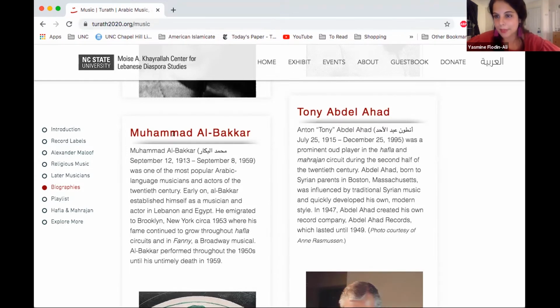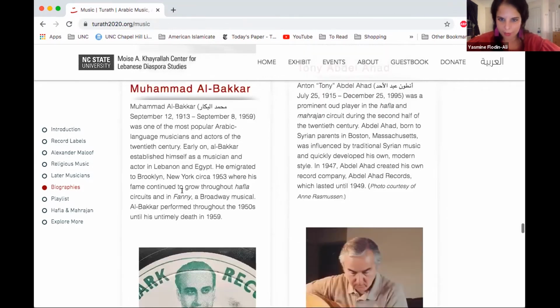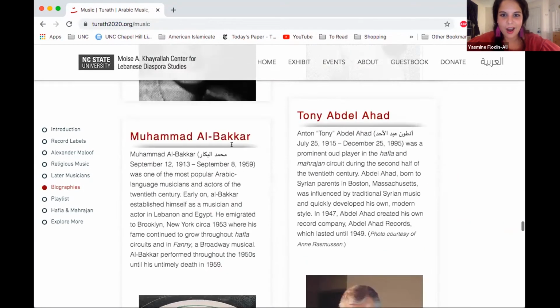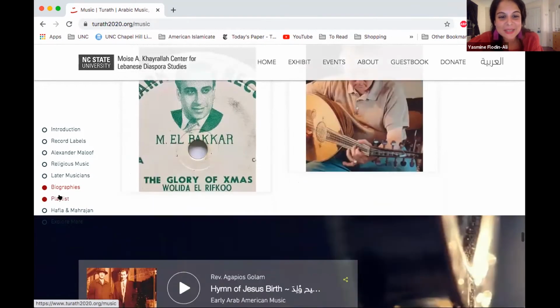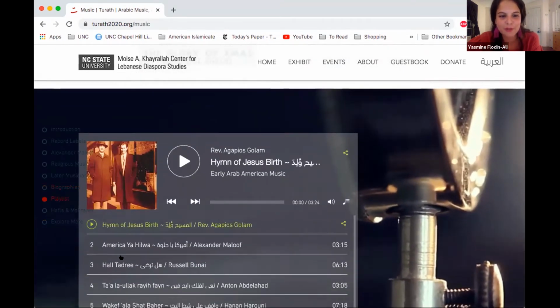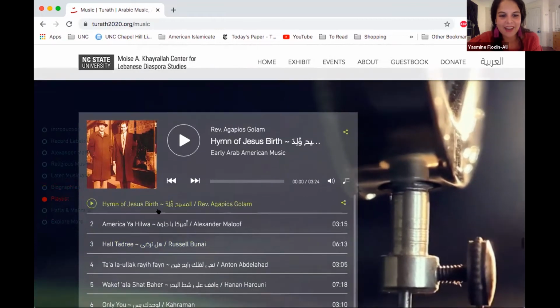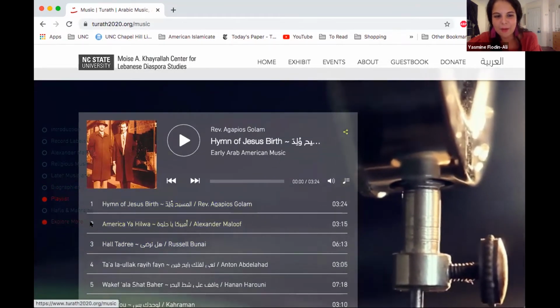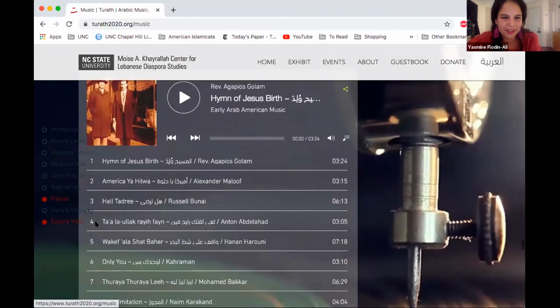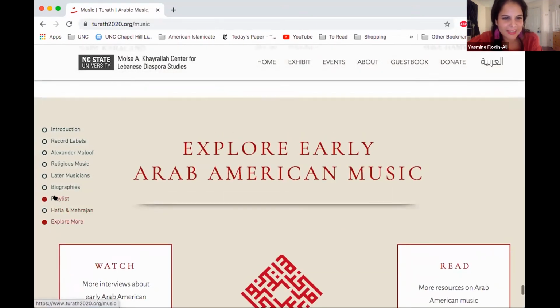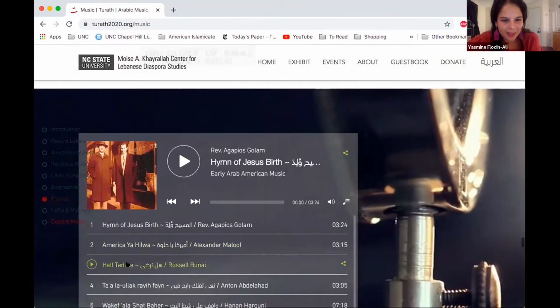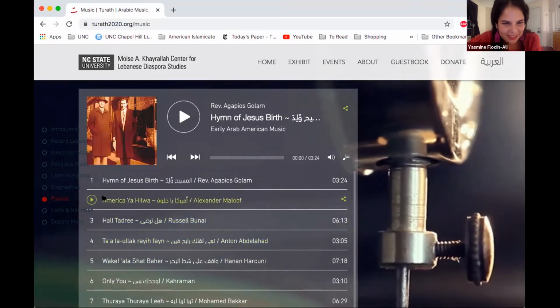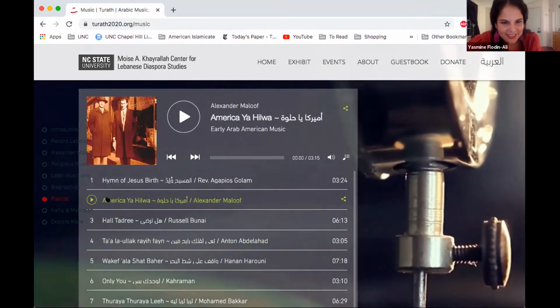Based on the names, we might be able to guess a little bit. So Muhammad al-Bakr, probably Muslim, that kind of thing. I was going to say Tony doesn't sound like it was his name. Maybe it was. And so we've got a bunch of examples here. And there's actually a playlist where you can play some of these songs for students. So if you're looking at Alexander Malouf, you could play this song, America Yahuwah. So America, I think the suite that probably is. I'll play a second of it here, if I can easily.